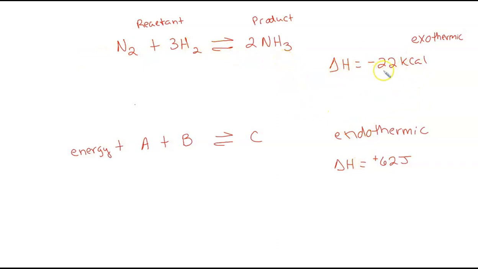So if it's exo, you're going to take this number and place it over on this side of the equation. Exothermic, losing energy. Okay, so energy is a product of that. If it is positive, then it is an endo. It's going to go into the system there.